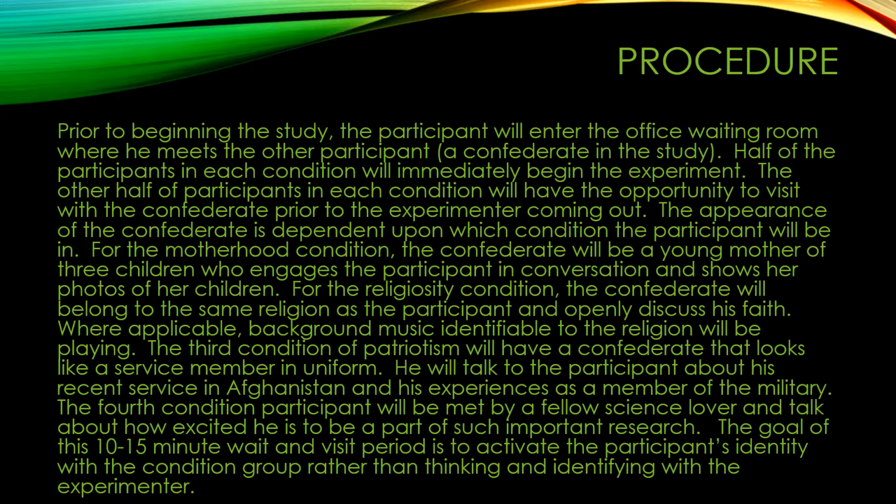Prior to beginning the study, the participant will enter the office waiting room where he meets another participant, or so he thinks. It's really a confederate in the study. Half of the participants in each condition will immediately begin the experiment at this point. The other half of the participants in each condition will have the opportunity to visit with the confederate prior to the experimenter coming out. The appearance of the confederate is dependent upon which condition the participant will be in.